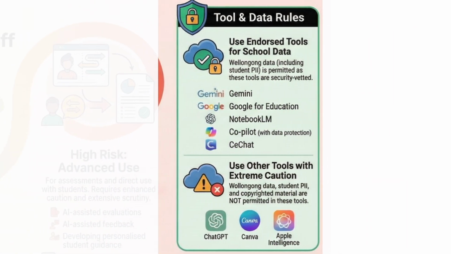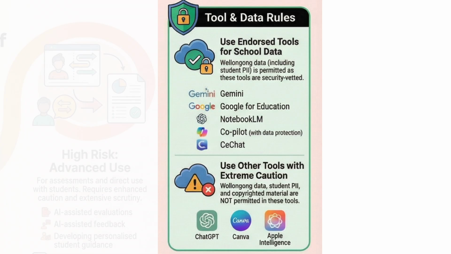Now, this next part is critical. Which tools can we use? And we have two different groups. In bucket 1, we have our endorsed tools. These include Gemini, Google for Education, Notebook LM, and some other tools will be added over time. These are all security vetted, and you're permitted to use Wollongong data and student names because the environment is secure and we are paying for enterprise data protection.